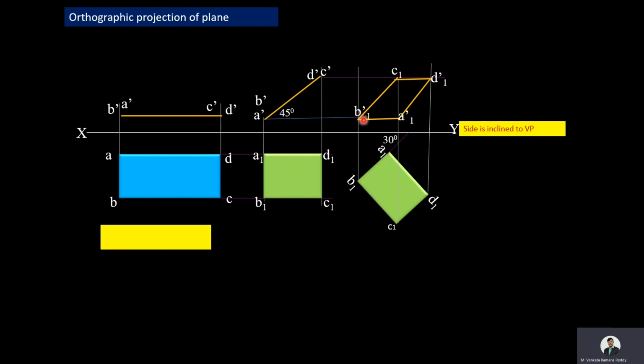Here, this final front view is the outcome of the plane when its surface is making an angle of 45 degrees to the HP and its short side is making an angle of 30 degrees to the VP. Here, the short side is making an angle of 30 degrees to the VP and its surface is making an angle of 45 degrees to the HP. This is the first stage solution, this is the second stage solution and this is the third stage solution. The third stage solution is nothing but the plane inclined to both HP as well as VP.